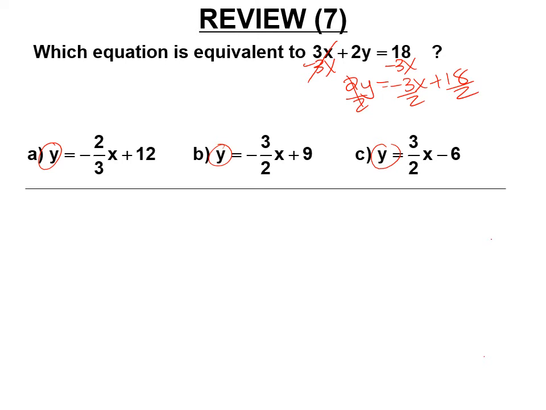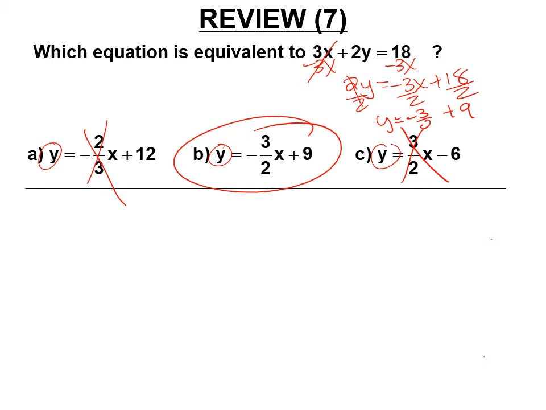So we get y equals -3 halves. So this -2/3 is no good. This +3 halves is no good. And I believe it's -3 halves plus 9. That's the one that's the same as the one we started with.